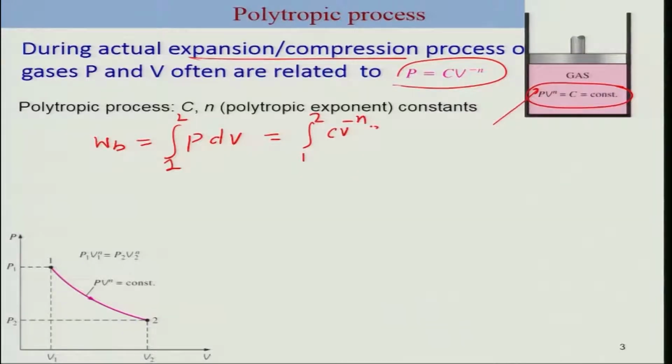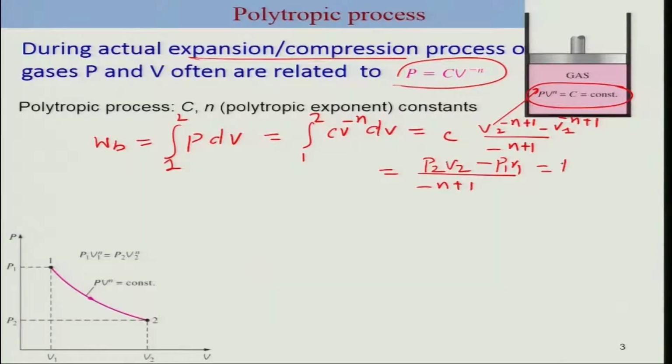C V to the power minus n dV. This can be written as C times V2 to the power minus n plus 1, minus V1 to the power minus n plus 1, divided by minus n plus 1. Or we can write this as, because C is constant here, we can take out V2 to the power minus n, together it becomes P2, and then the remaining V2 will be here. Similarly, we can write P1 V1 and minus n plus 1. So we can simplify this in this form.